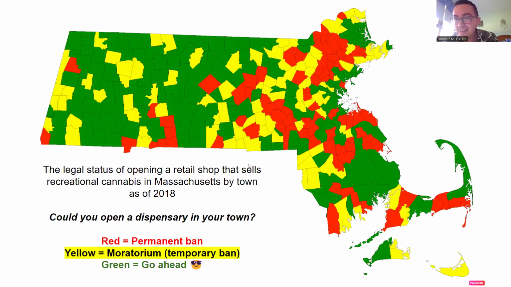I've been struggling to find another map on this, so maybe any Massachusetts friends can let me know if their town has changed. But you can see town by town in Massachusetts, red is a permanent ban. Yellow has a moratorium on retail shops that sell recreational cannabis in Massachusetts. And green, there's no town statute that says it's illegal.